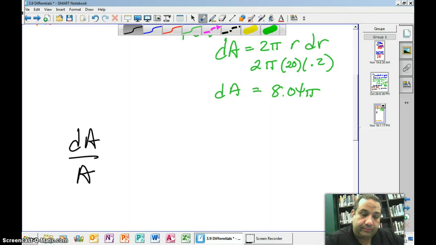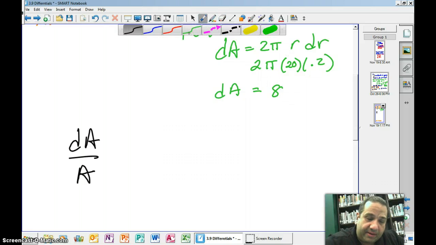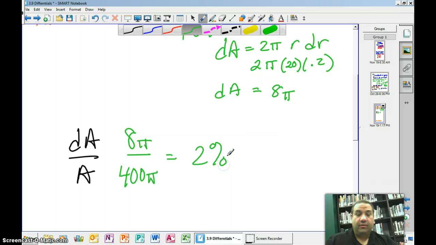dA, I'm wrong, by the way. I don't like to be wrong, but I'm wrong. dA, if you do all that calculation, it's just 8 pi, not 8.04 pi. So it's 8 pi. So dA is 8 pi. The original area would be 400 pi, and we get 2%, which is a 0.04 increase, and that's what it was. All right, so we get a 2% increase in our area.